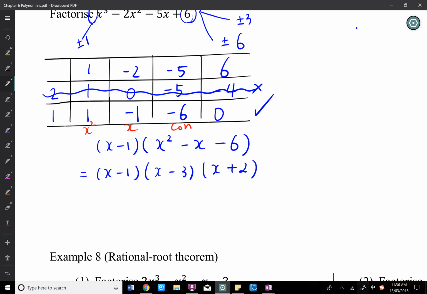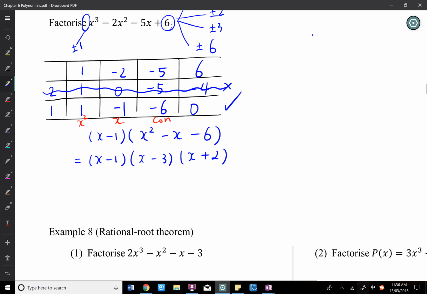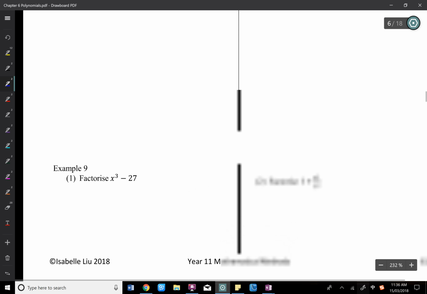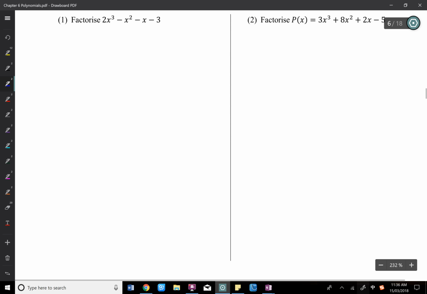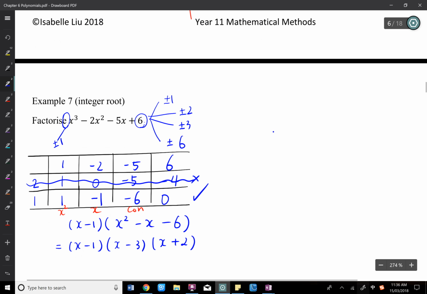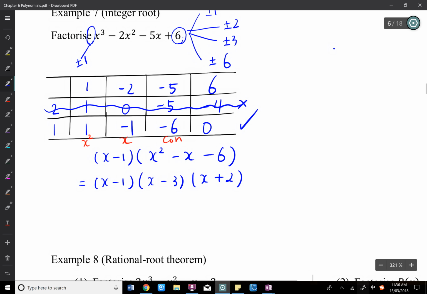Any questions? Okay, this is an easy question. Sorry, what? What do you mean by more than one factor? P equals to which? This?